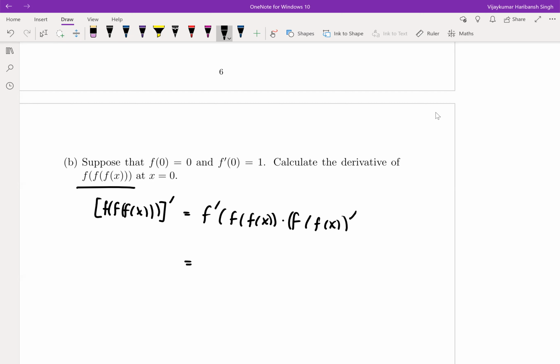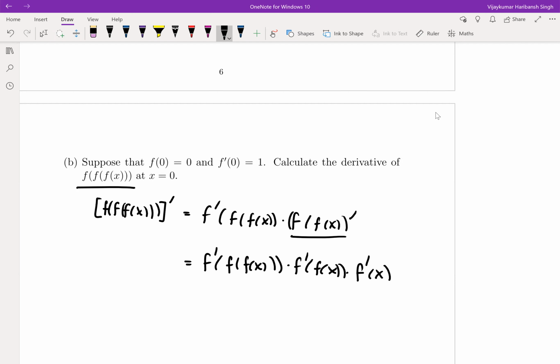So this is going to be f prime of f of x multiplied by, now here again we have to use the chain rule. The outer function is f, so f prime of f of x multiplied by the derivative of the inner function, which is also f. So f prime of x.